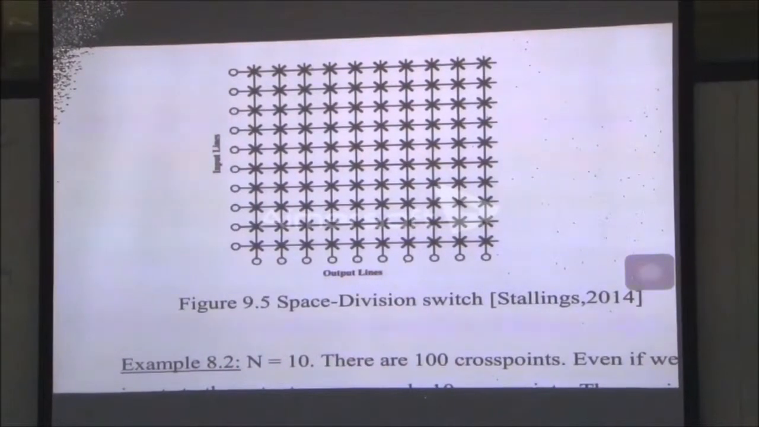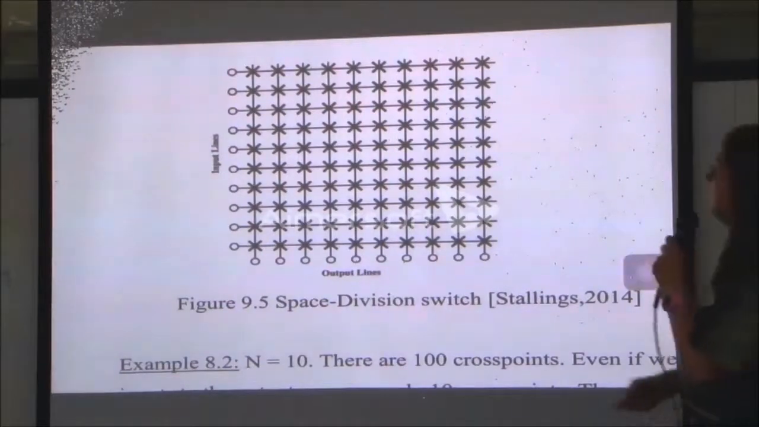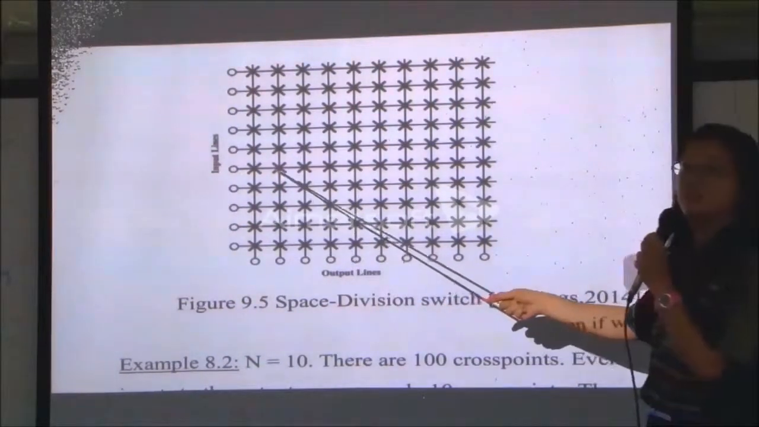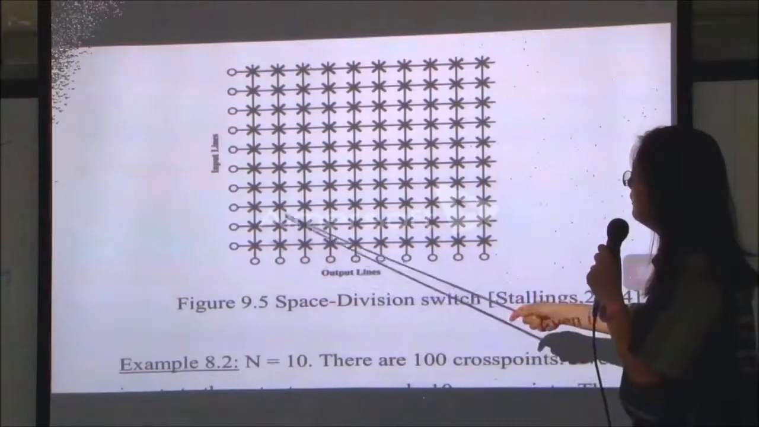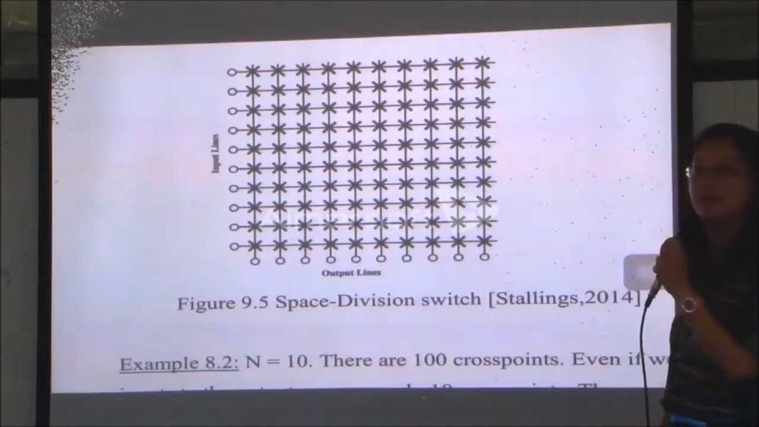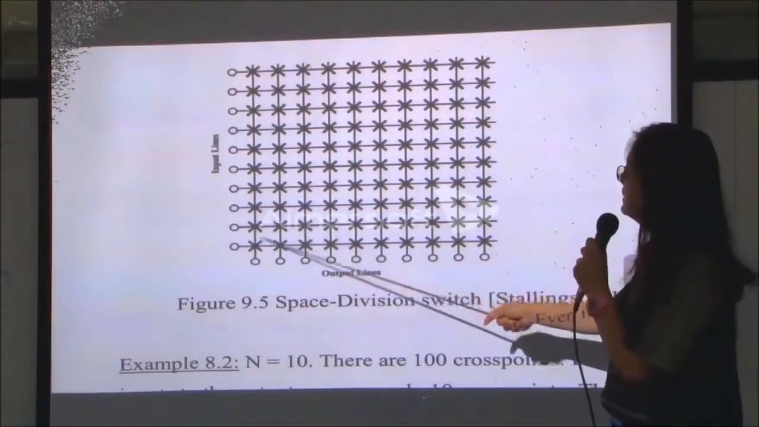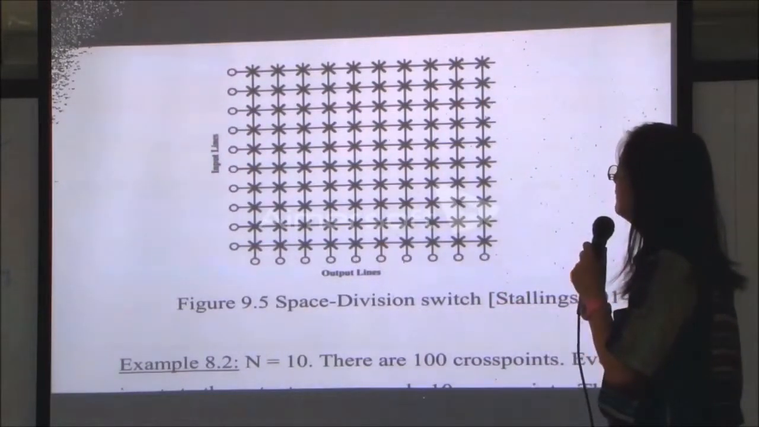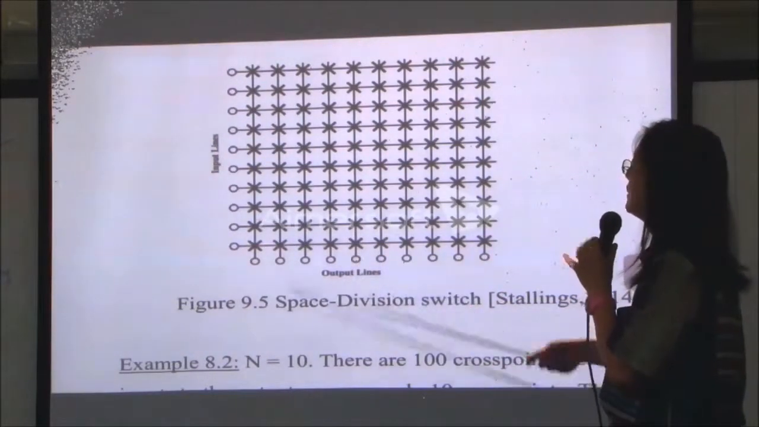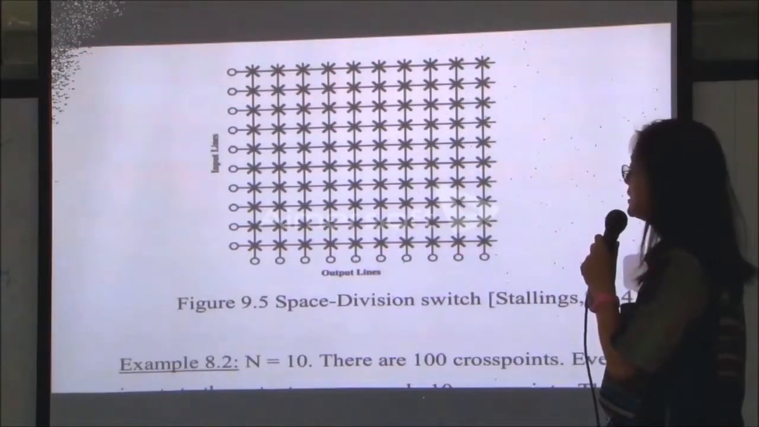See that for the crossbar switch, the number of cross points is n squared. So if n equals 10, n squared is 100. If n is big, the number will go up very fast, since it's the square of n. So how do we use this in a good way, so as not to have so many cross points?